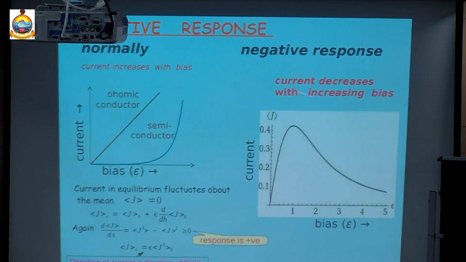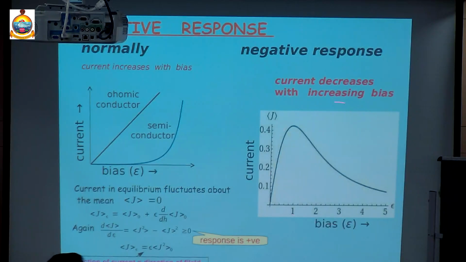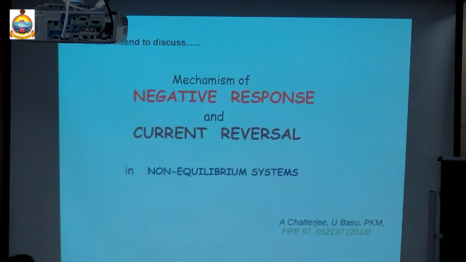So negative response, do you see it in equilibrium? Of course, ohmic systems behave like that. In semiconductors, it behaves like that, but it is always increasing. That's what happens. It has to increase always. So now what I'm trying to give you is an explanation that in a non-equilibrium system, this can happen. Current can go down and resistance can become negative. And other thing is current reversal.